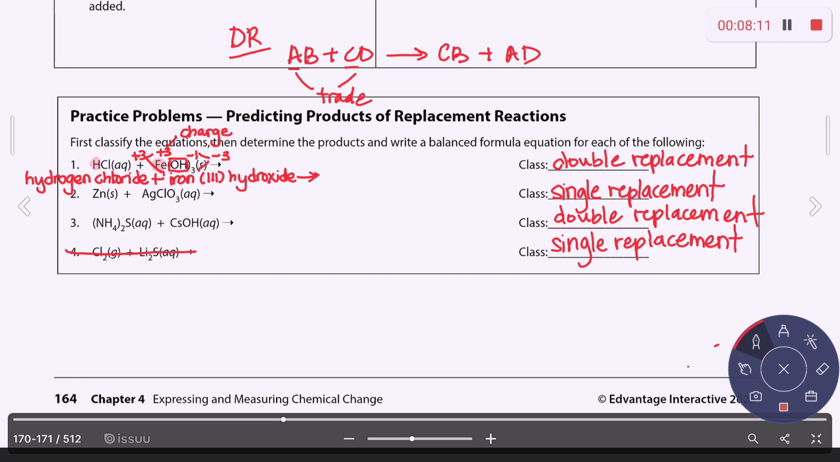Okay, we did that in section 2.4. So we're going to switch the hydrogen and the iron 3. Make sure you keep that Roman numeral with the iron because it goes with it. Okay? So when those switch, you're going to form iron 3 chloride plus hydrogen hydroxide.